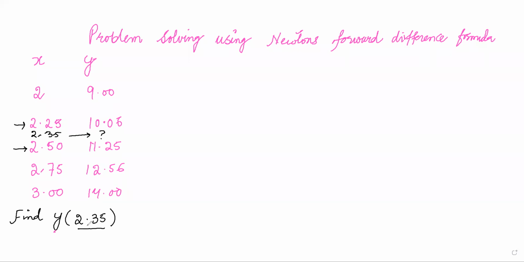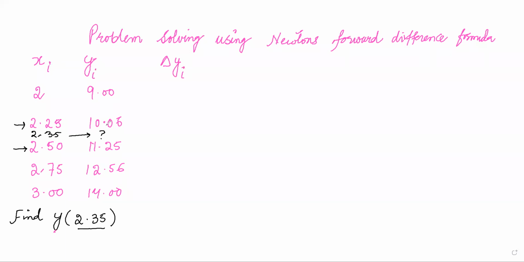is equal to 2.35. Before we go ahead with solving this question using the forward difference formula, we have to draw the forward difference table. So the forward difference table for this will be: this is x, this is y. We will have the first forward difference, that is delta yi. I will call this xi, this is yi.